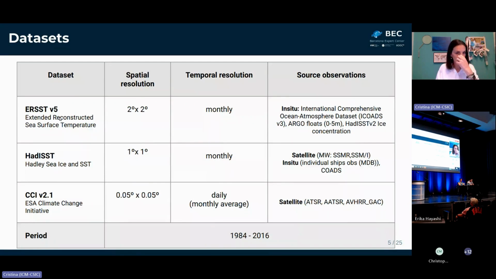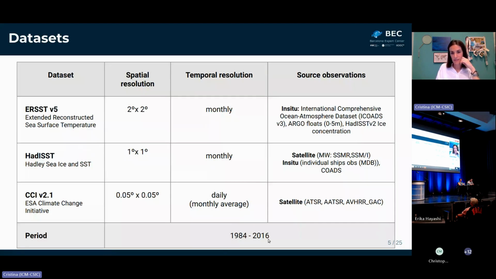What is important to keep in mind is that ERSST only takes into account in situ observations. HadISST takes both satellite and in situ. And CCI, as you know, is just satellite observation in this version. The temporal resolution for these two data sets is monthly. And the level 4 for CCI SST is daily, but we computed the monthly average to have the same resolution.